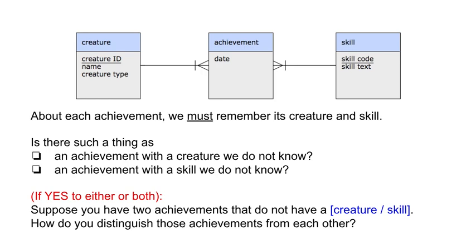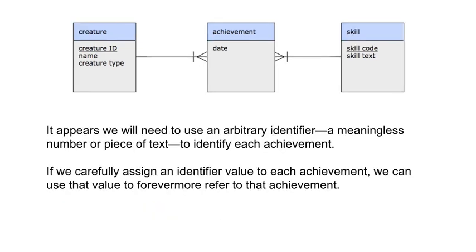to achievement. This is something new we're adding without explicit direction from the users, so we need to explain what it is. We can say, it appears we will need to use an arbitrary identifier, a meaningless number or a piece of text, to identify each achievement. If we carefully assign an identifier value to each achievement, we can use that value to forevermore refer to that achievement. If the users agree, then we can make the change as we proposed, and we've converted to an independent entity. That's the end of this step in the process.